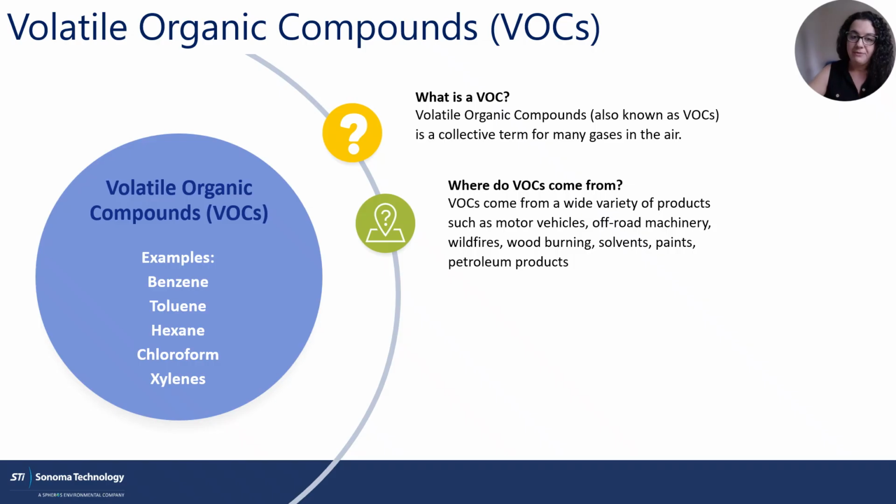We also have off-road machinery, so if you think about construction vehicles, things like that. Wildfires produce a lot of VOCs. Wood burning, and if you use solvents, so if you think about nail polish remover, for example, that often smells really strong. That strong smell that you're smelling is a VOC. That's usually acetone. Paints and other petroleum or gasoline products as well.